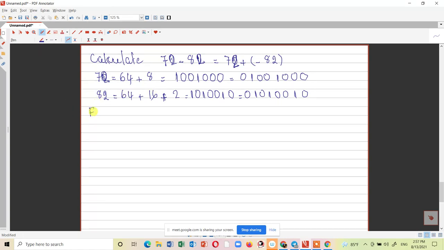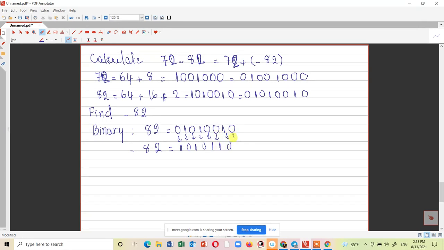And now I find minus 82. But we have in binary 82 is equal to 0, 1, 0, 1, 0, 0, 1, and 0. This is our 82, and minus 82 we get from this one by flipping: 1, 0, 1, 0, 1, 1, 0, and 1. This is our minus 82.